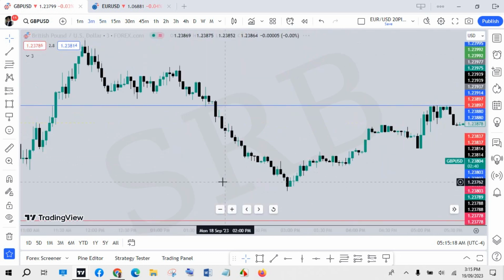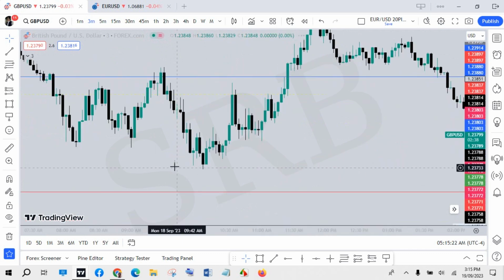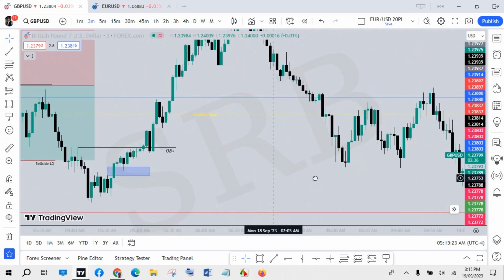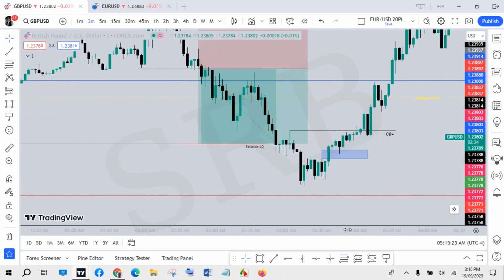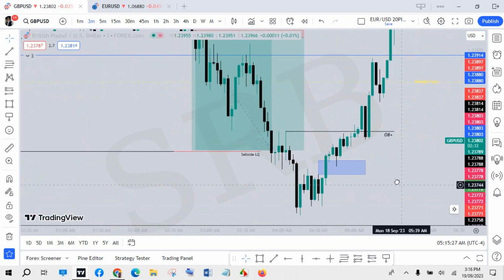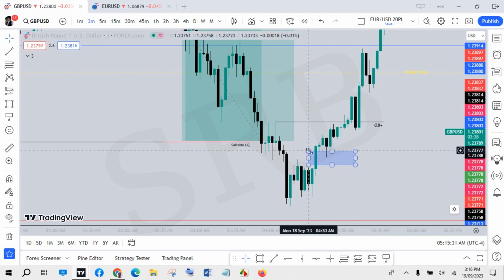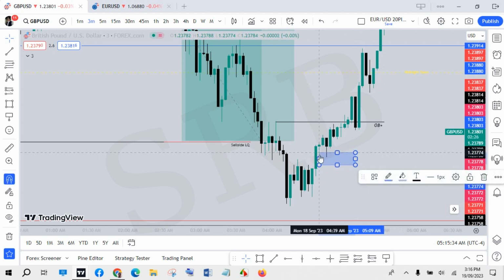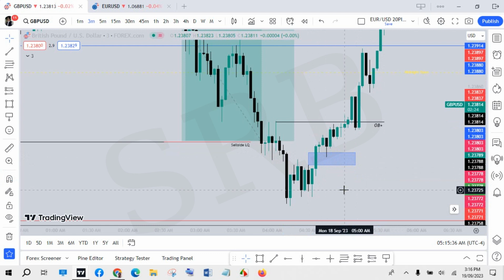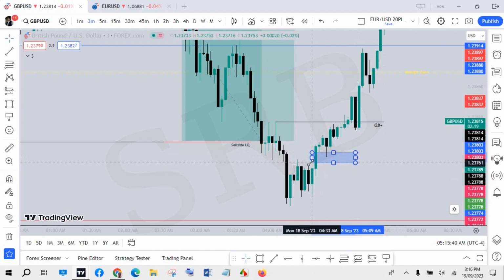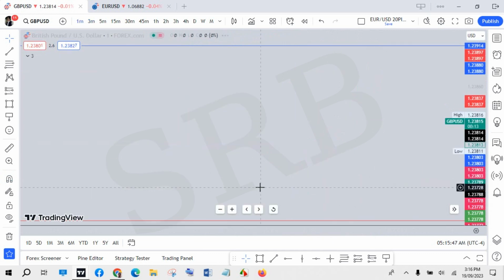Let's drop down to the 3-minute time frame so we can get a more precise entry. On the 3-minute, actually, we don't have a lot. On the 3-minute we don't have so much in terms of entries. Let's drop down to the 1-minute time frame.